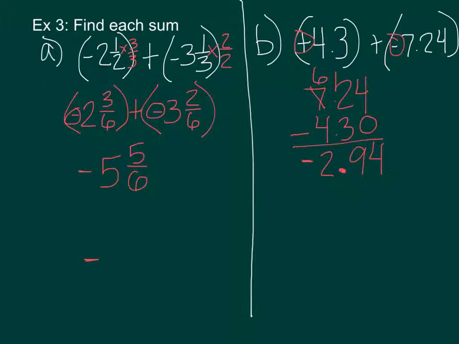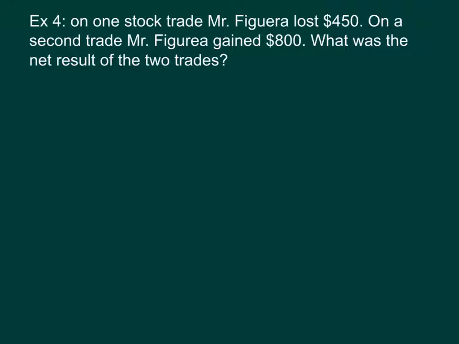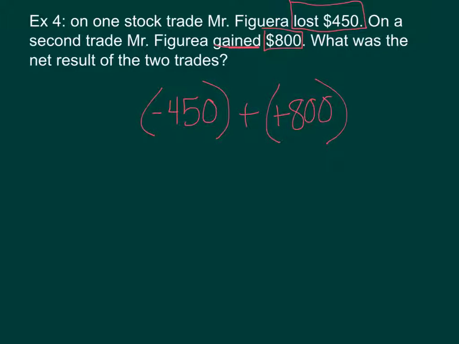We have one more example to look at. In example 4, it says, on one stock trade, Mr. Figuera lost $450. Lost $450 would be like a negative $450. On a second trade, Mr. Figuera gained $800. Gained tells me that's a positive. What was the net result of the two trades? Basically, we're just adding these two integers.